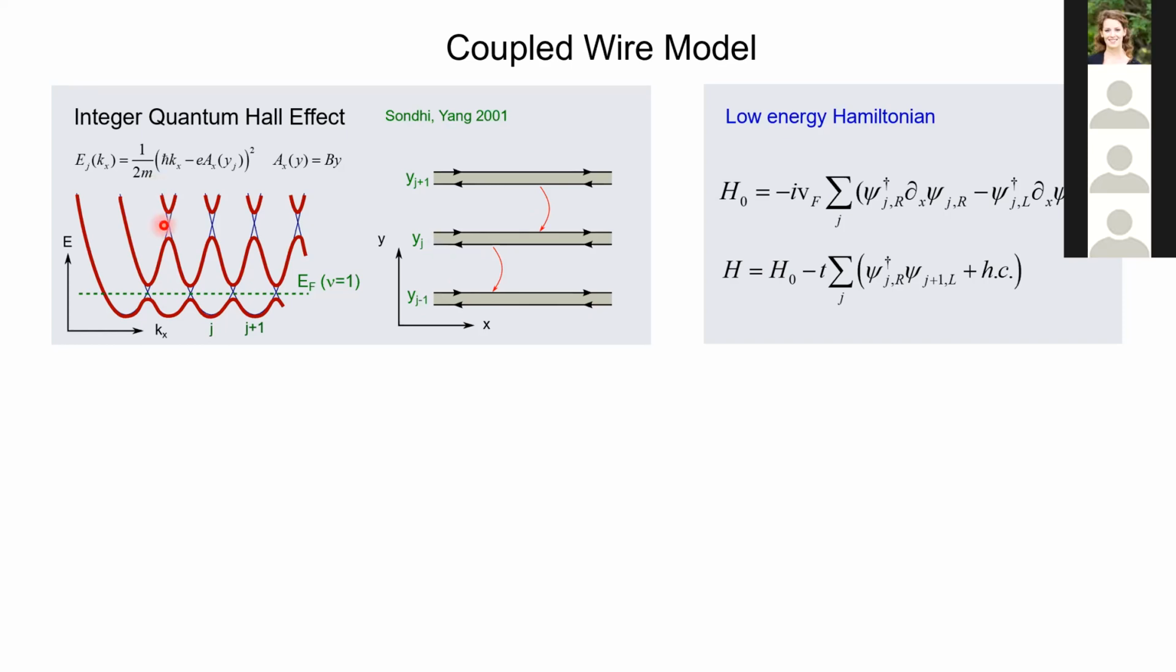Okay, and so this is a very simple-minded way of arriving at the integer quantum Hall effect. This was actually pointed out by Shivaji Sondhi and Kun Yang some 20 years ago. And so the question is, can we come up with a similar description of the fractional quantum Hall effect?